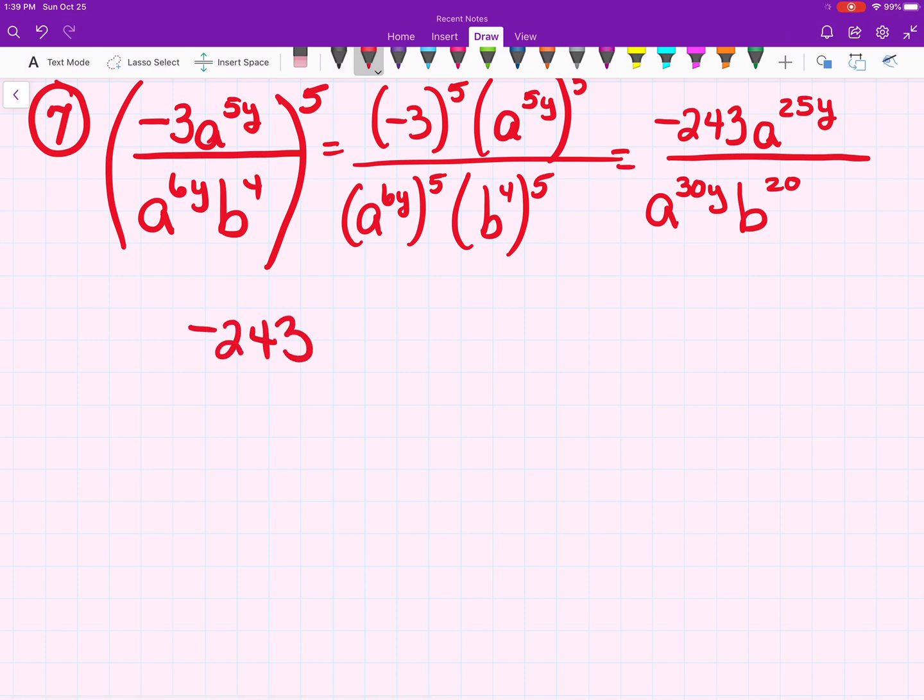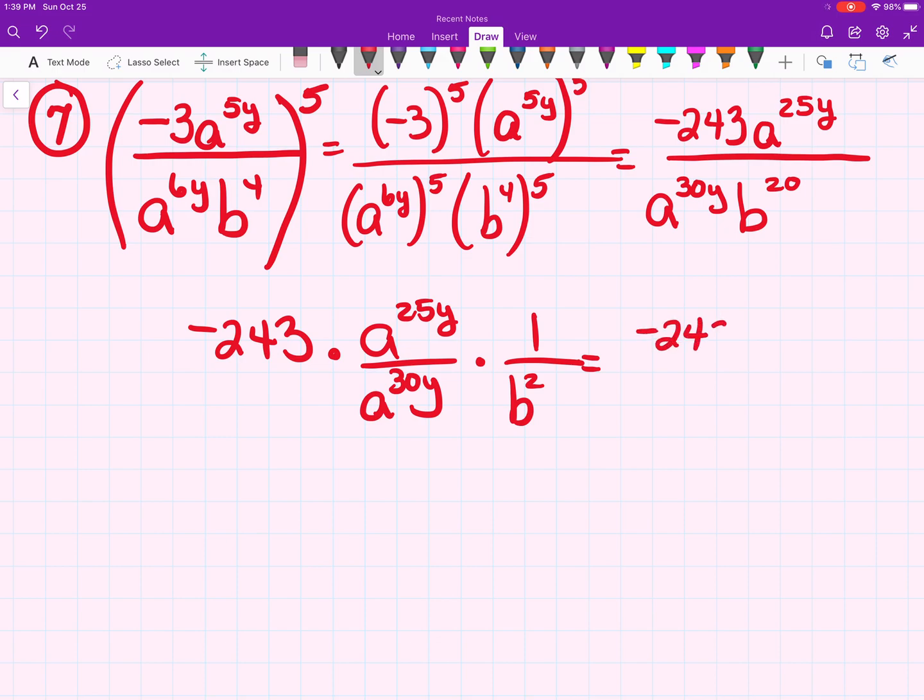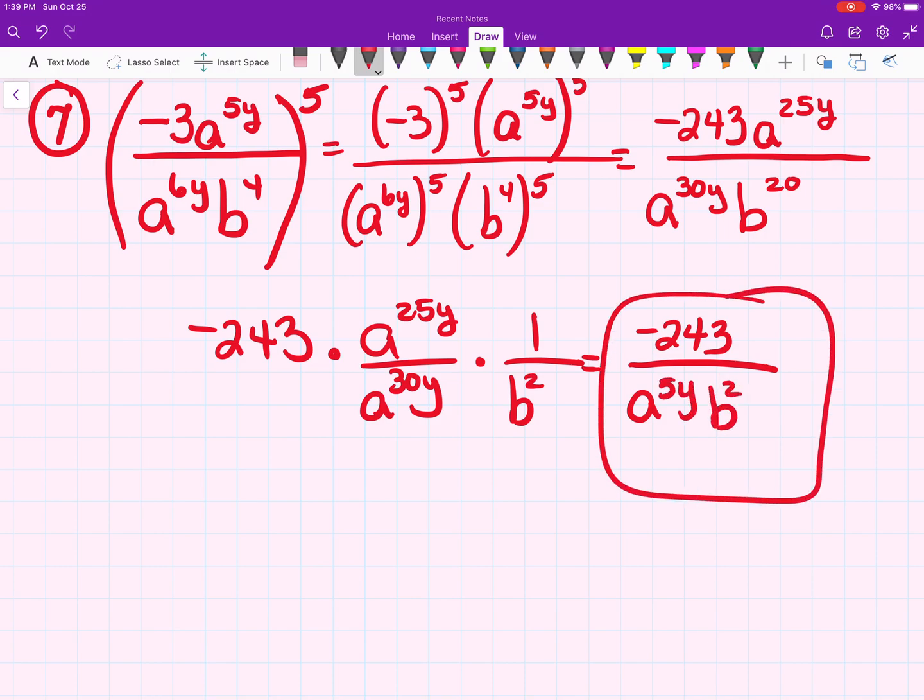Now I can separate this out like I was showing you in the beginning, so negative 243 doesn't have anything to go with it, times a to the 25y over a to the 30y, times 1 over b to the 20th. Well, the only thing that's going to get simplified here is that 25y and 30y. And you have to ask yourself, do they end up in the denominator or the numerator? Well, negative 243 is in the numerator, it stays there. There are 30 y's in the exponent in the denominator, so that's going to leave us with a to the 5y in the denominator, and then b didn't have anything to go with. So that's my final answer for that one.